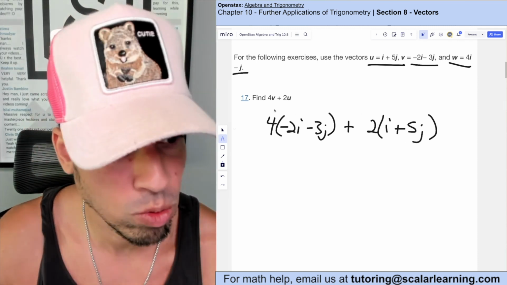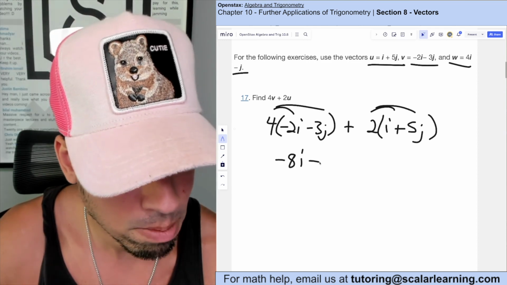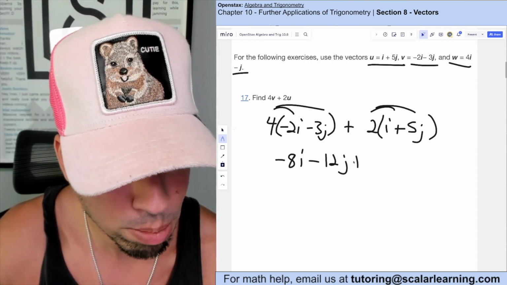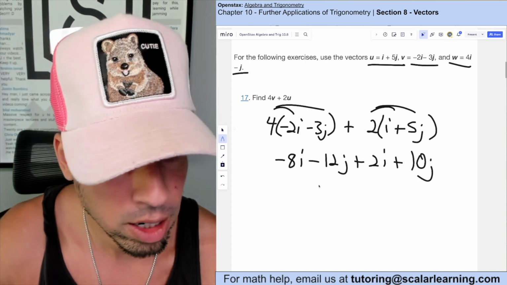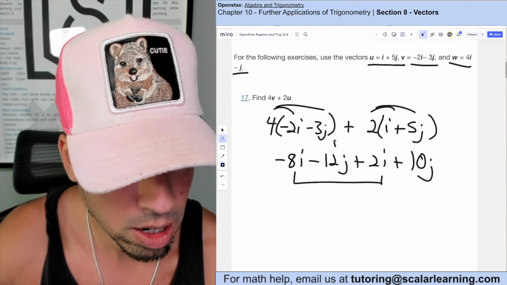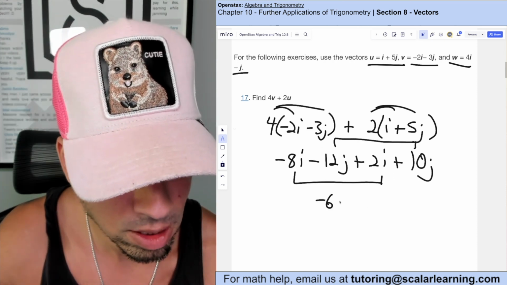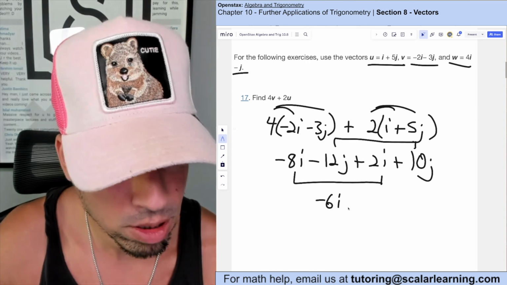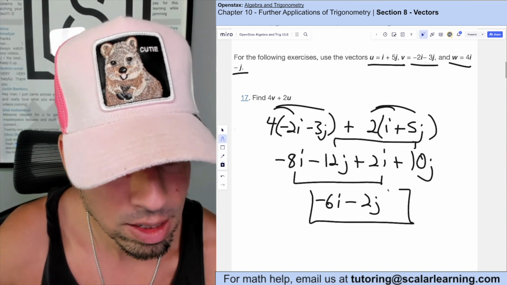And just like a typical algebraic problem, what are we going to do? We're going to distribute, right? Boom, boom, and boom, boom. And we got -8i minus 12j plus 2i plus 10j. And then we're going to combine like terms here and here. -8i plus 2i is -6i. -12j plus 10j is negative 2j. And that is how you do it.